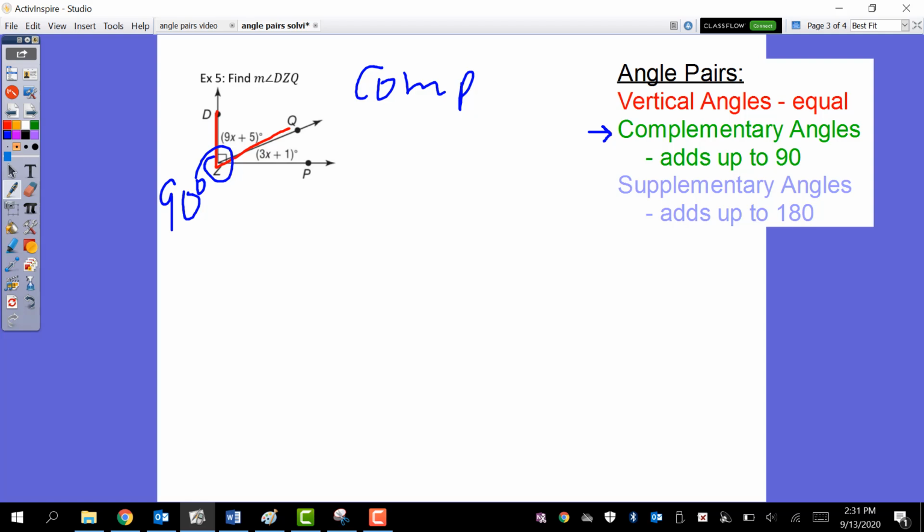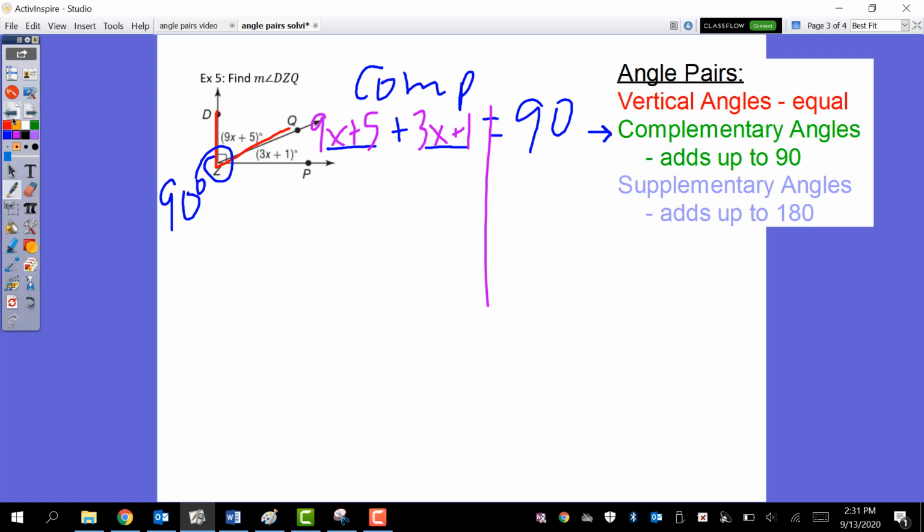Complementary. So what equation should I be writing? Blank plus blank equals 90. Okay, well, what am I going to fill in to my blanks? Well, the two angles that they gave me. So 9x plus 5 was one of them. And my other one was 3x plus 1. So I'm about to solve this.